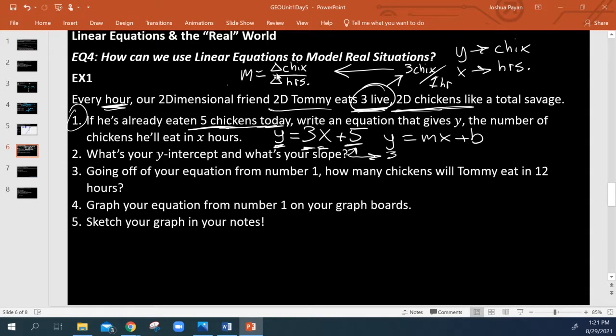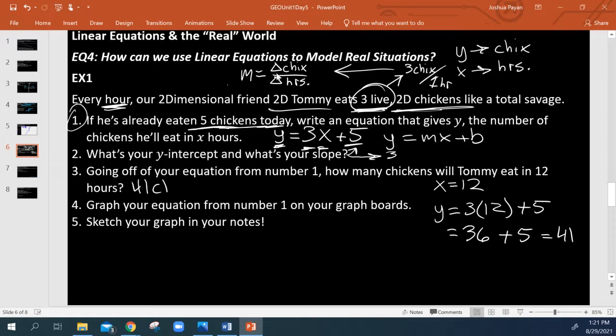Okay, going off our equation, how many chickens will he eat in 12 hours? Well, that's easy. That's just asking us, what is y when x equals 12, right? So chickens is equal to 3 times the number of hours plus the 5 that he already ate today. That's 36 plus 5, which is 41. So 41 chickens is what he's eating.